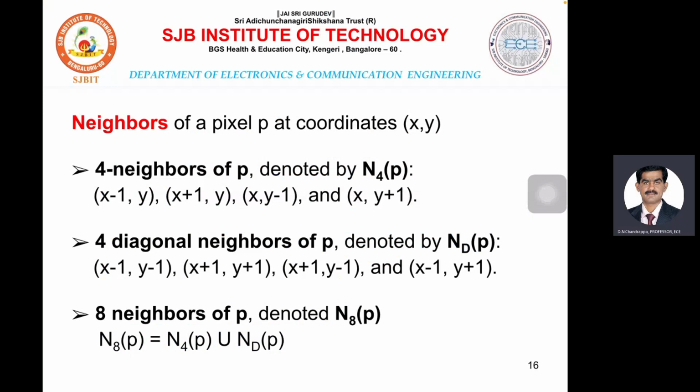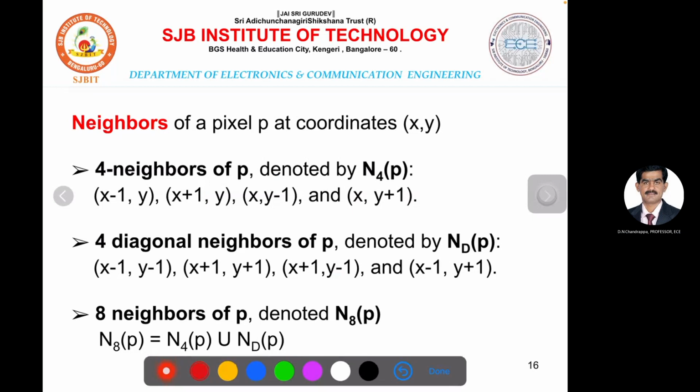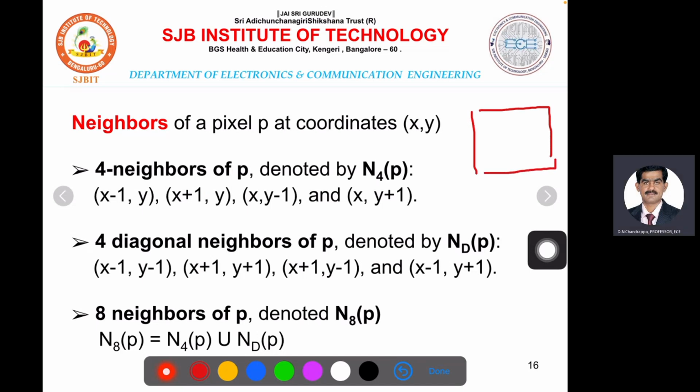In any image, we have 2 coordinates, x and y. Suppose you consider 1 pixel. So we'll consider a 3 cross 3 neighborhood, like this. This is what we call the center pixel, f of x comma y.